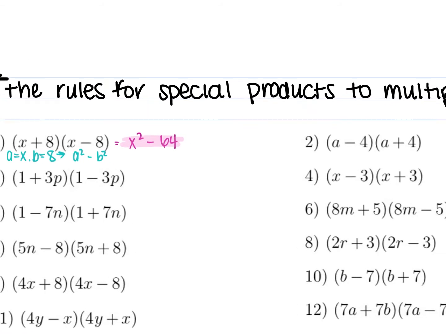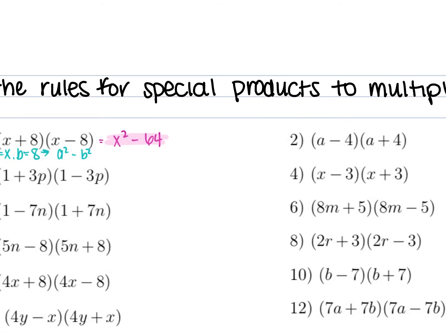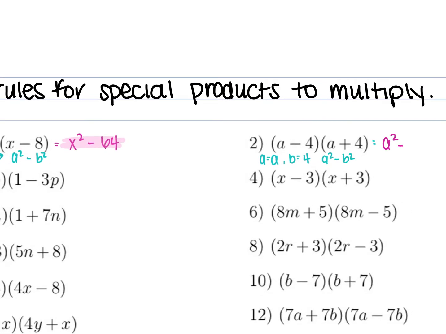For number 2, we have a minus 4 times a plus 4. So once again, your a is the same in both. That's a. Your b is the same in both. That's 4. Because your two signs are different in both sets of parentheses, you're going to use a squared minus b squared. So a squared is a squared. 4 squared is 16. So that's just a squared minus 16.